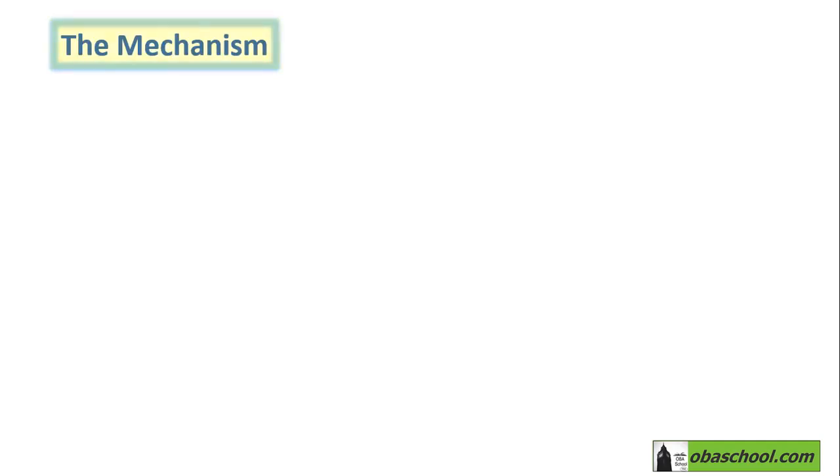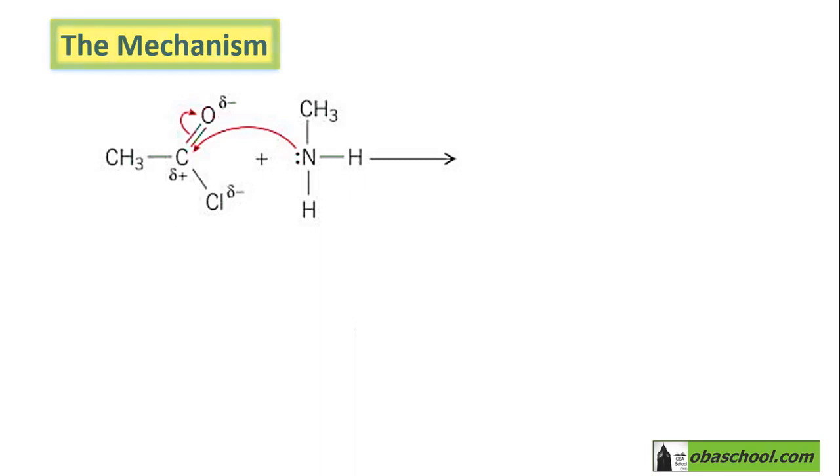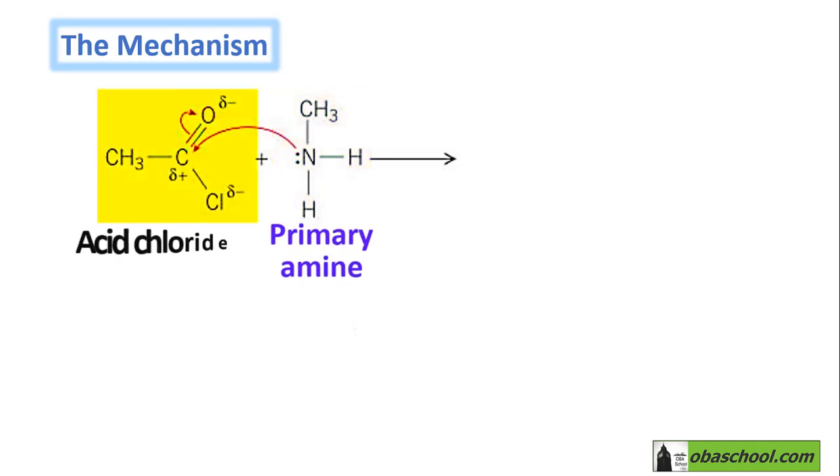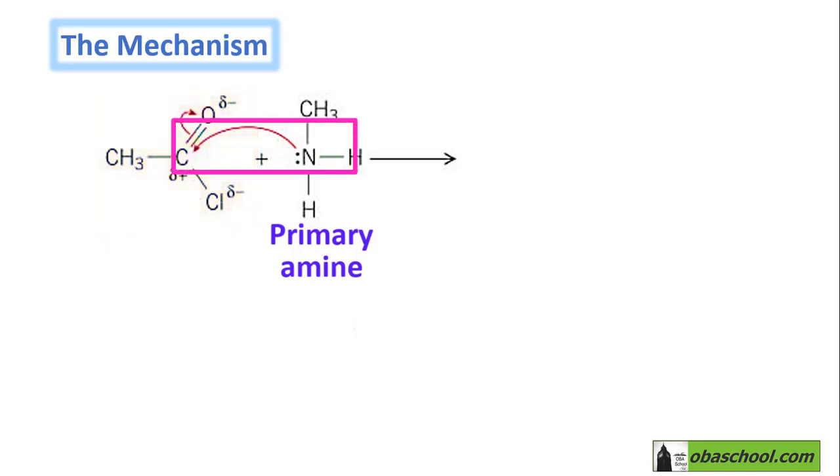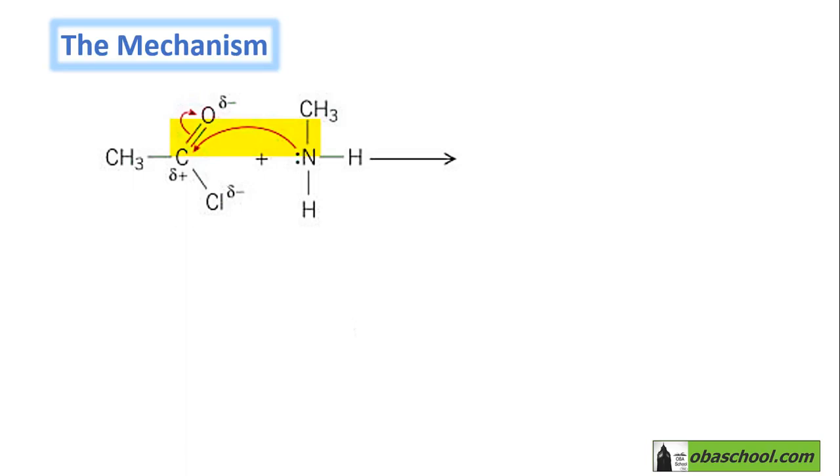Let's look at the mechanism of the reaction and formation of amides. First of all, as you can see here, we have a primary amine that is reacting with an acid chloride. The amine adds to the acid chloride and then an HCl will be removed. How? Look here. The lone pair found on the primary amine will attack the positive, electron-deficient carbon atom.